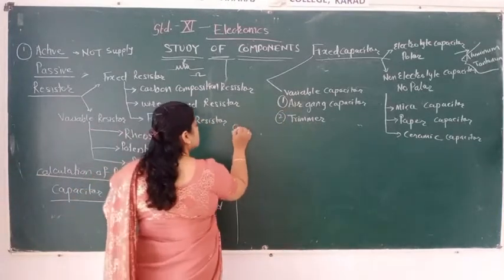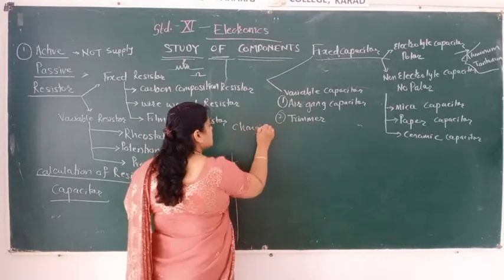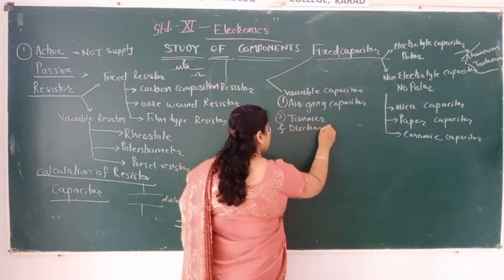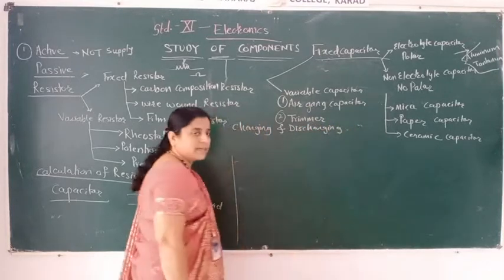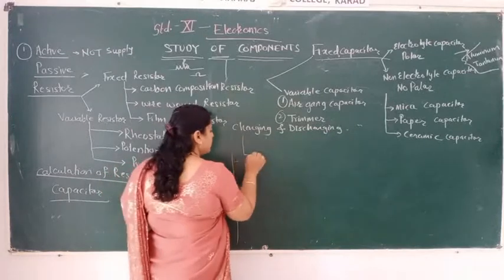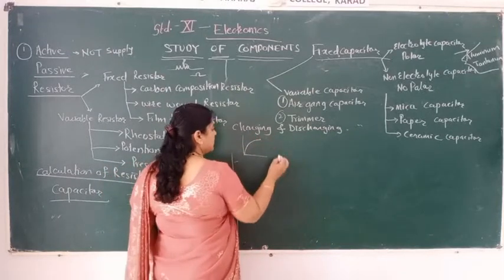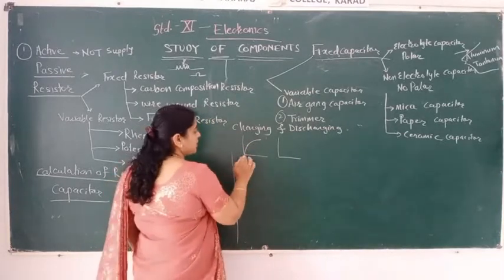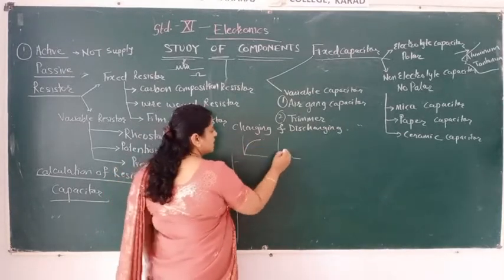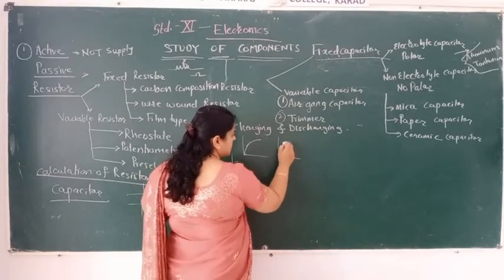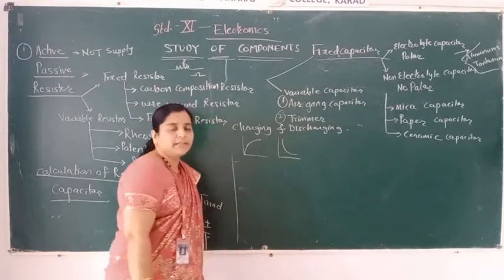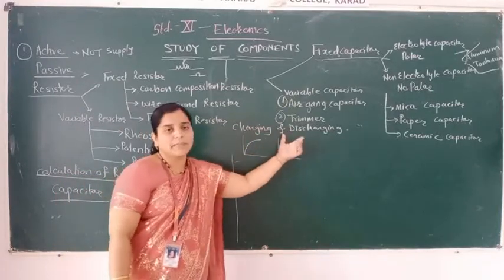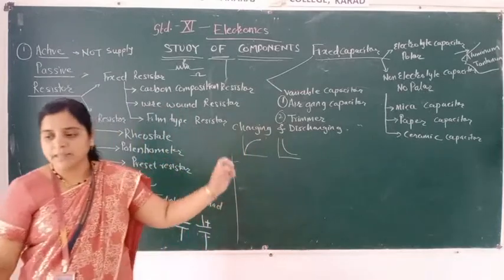Next is the charging and discharging of the capacitor. We have taken how the capacitor charges and how the capacitor discharges. We have drawn the graph like this. Charging means as the time increases, the capacitance also increases. In discharging, as the time increases, the capacitance decreases. With the graph, we have taken all these calculations of the charging and discharging of the capacitor.